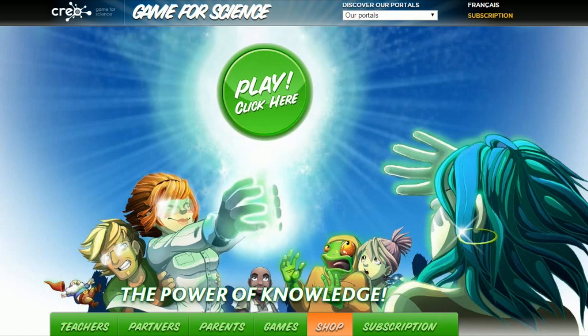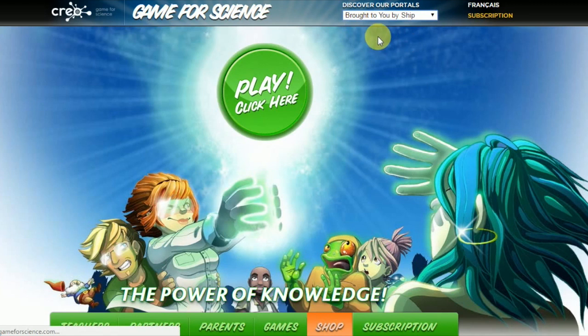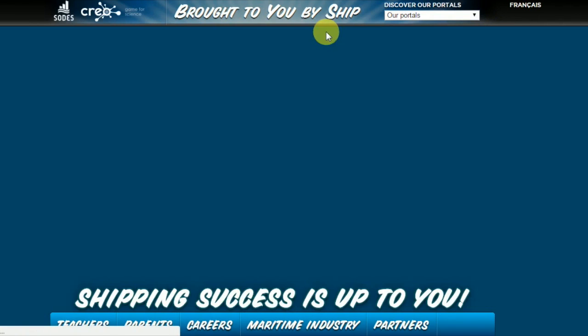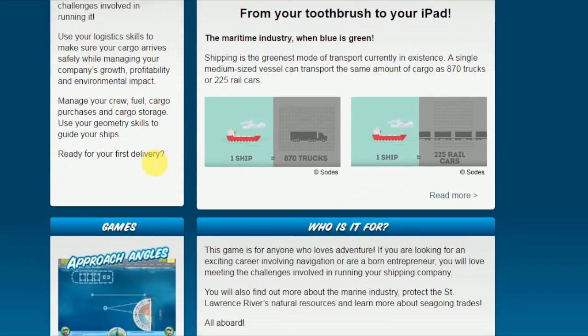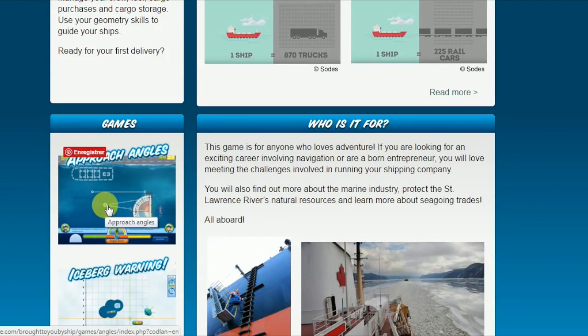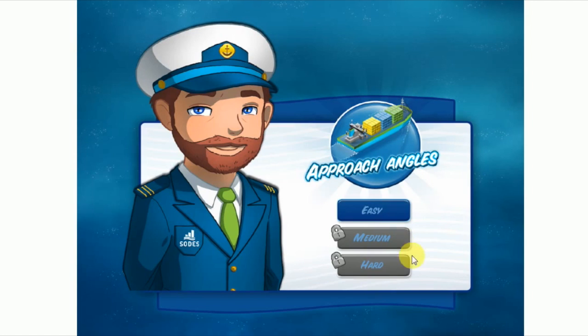Today's tutorial presents the Approach Angles game found on the Brought to You by Ship portal at www.gameforscience.com/brought-to-you-by-ship. The game can be accessed directly on the home page, bottom left. Let's take a look. Students will learn to use the virtual protractor to guide ships into port. Offering 3 levels of difficulty, the game introduces concepts and skills linked to angles. Let's start with the easy level.